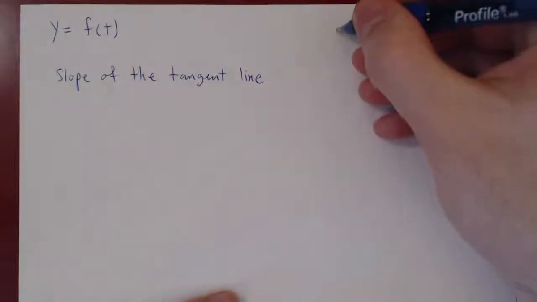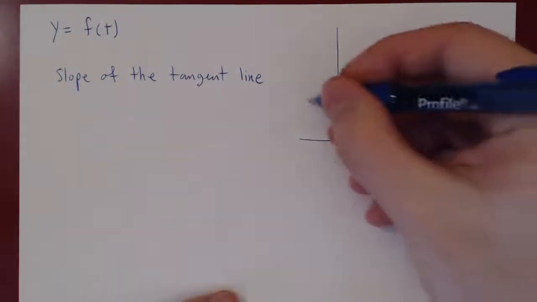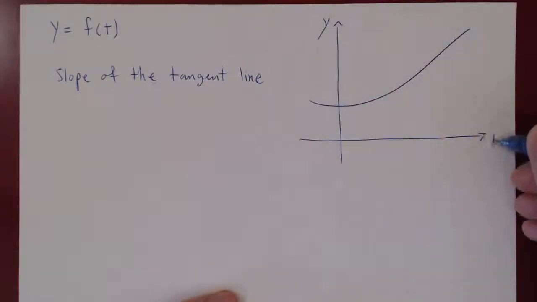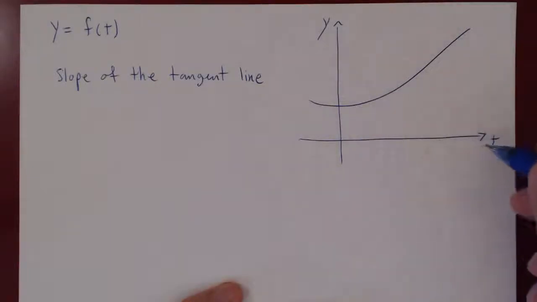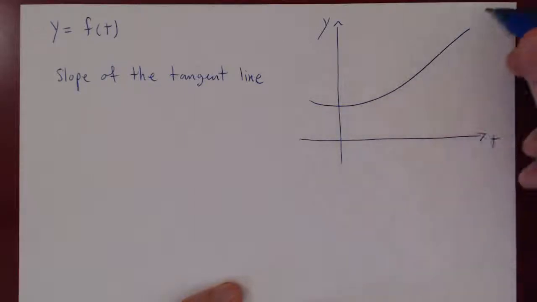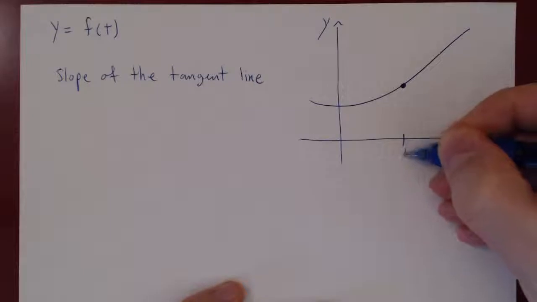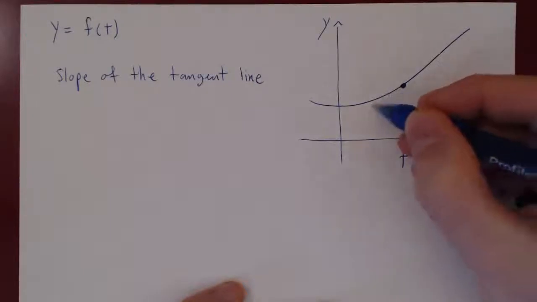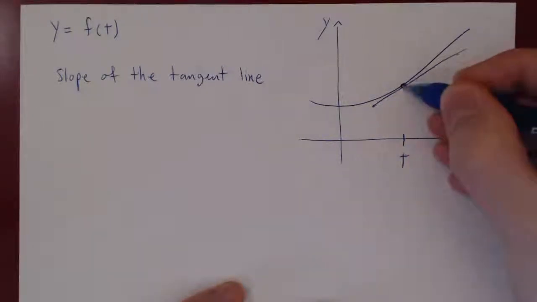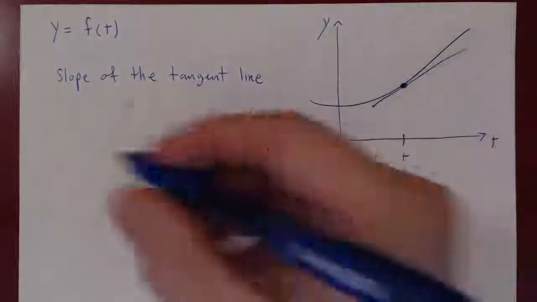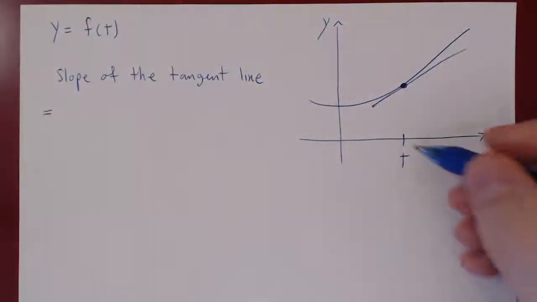If you think of the function, suppose it looks something like this. You have the position of an object moving in a linear fashion as a function of time. So as time goes on, the position changes. If this is your point t, you have the tangent line at that point. And recall that the slope of the tangent line is what we define to be the derivative of the function at t.